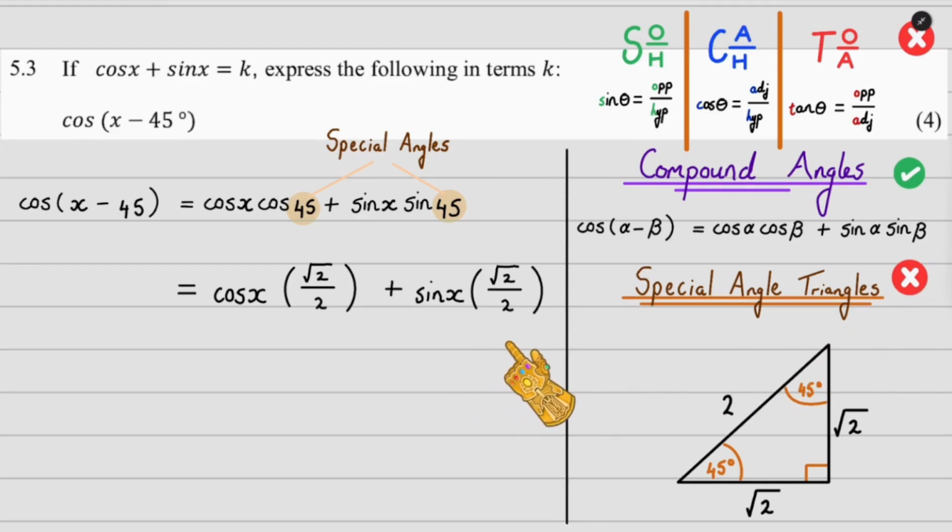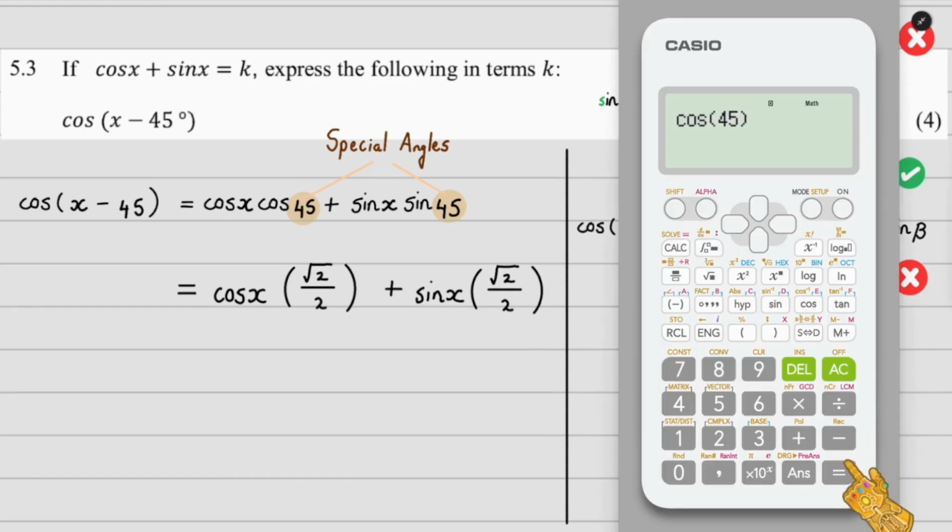And while we're here, let's quickly check those with our calculator. Okay, so cos of 45, just press equals, and it definitely gives me root 2 over 2. And let's just change that cos to a sine. And also root 2 over 2, so our special angles are solid.